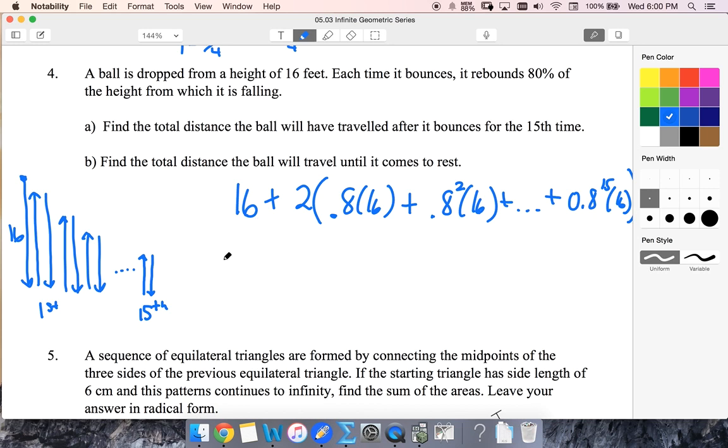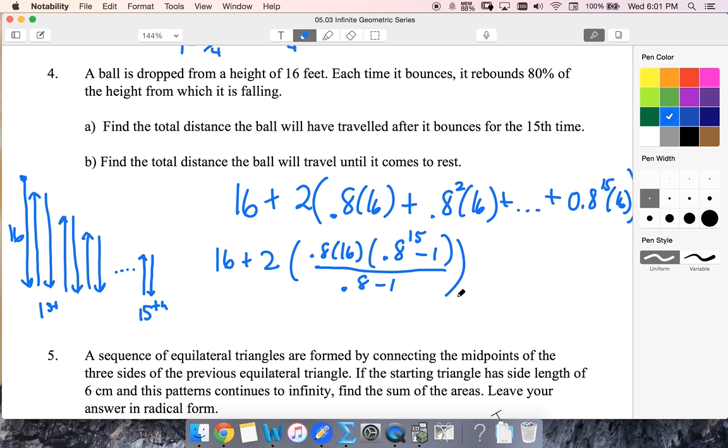So I'm going to take 16 plus 2 times U1, 0.8 of 16, times my R value. My R value is 0.8 to the n. So how many terms am I going to have here? First term, second term, third, fourth, etc. I'm going to end up having 15 terms. Minus 1 all over 0.8 minus 1.